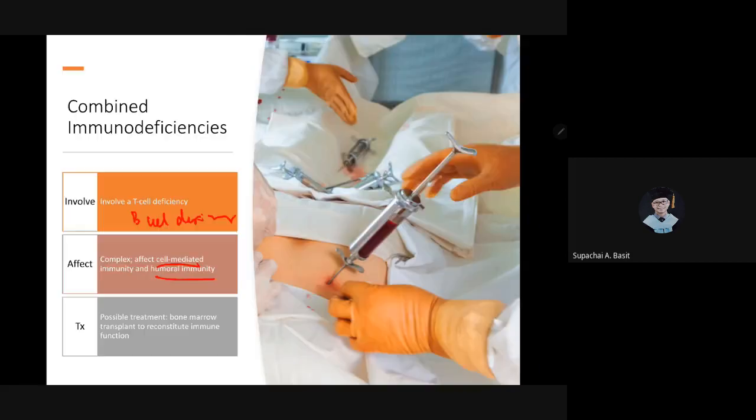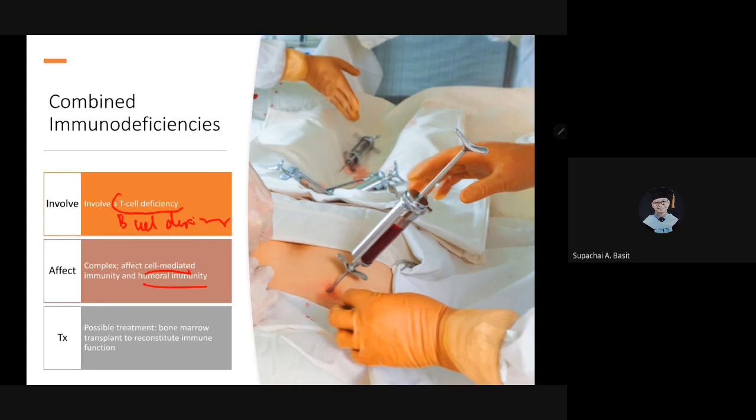Okay, so primarily involve T cell deficiency. Let me correct myself. It primarily involves T cell deficiency, but it will affect both T cells and B cells. So that's what I meant. If T cells are affected, then the cell mediated immunity will be affected. If B cells are affected, then humoral immunity would be affected.